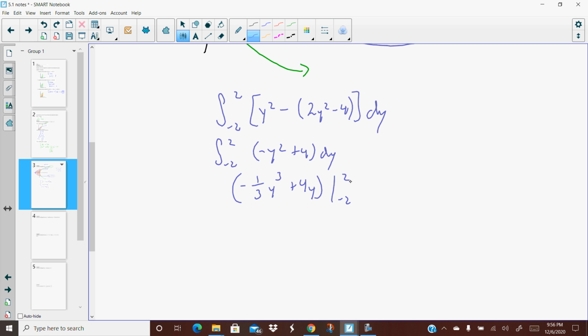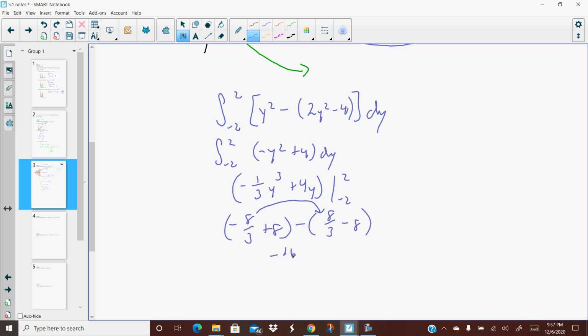So plugging in the 2, you're going to get negative 8/3 plus 8, minus. Plugging in the negative 2, negative 2 cubed is negative 8, so that's going to make that a positive 8/3, and then minus 8. And you might look at that and say, oh, it's going to be 0. It's not going to be 0. Be careful, you're subtracting. So really what you've got is a negative 8/3 minus 8/3.